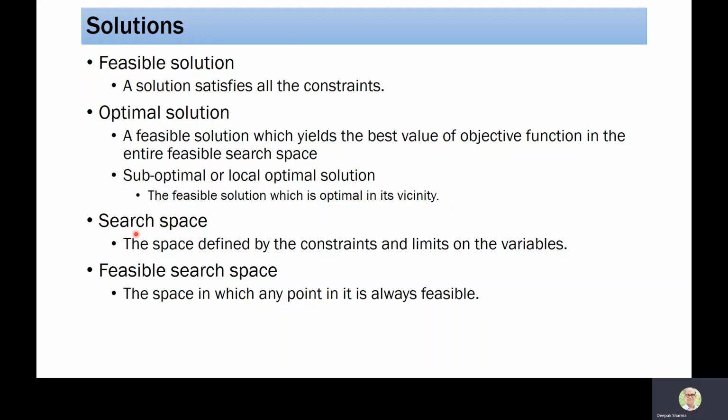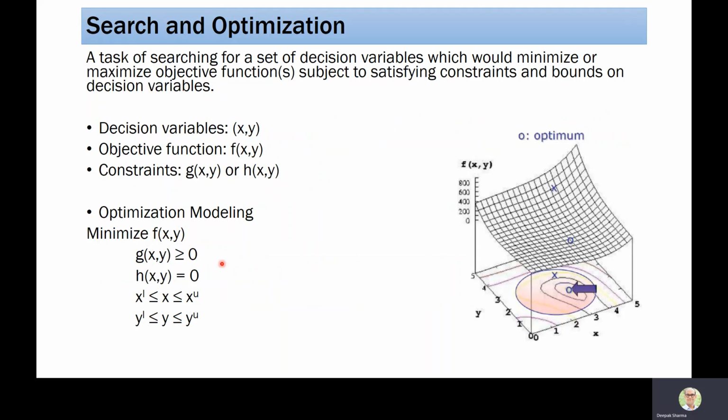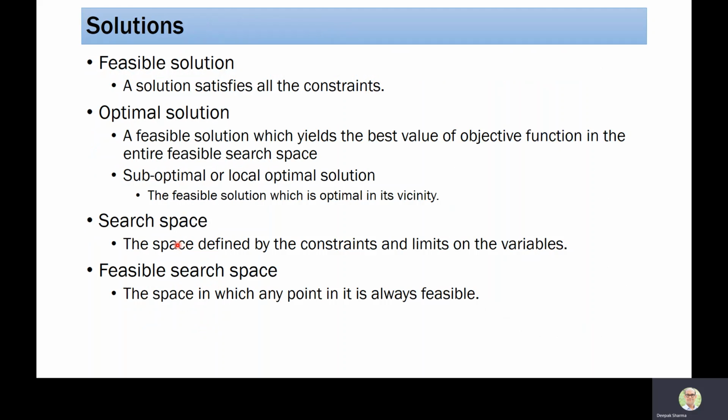Now come to the search space. Why? Because we have used the word called feasible search space. Let us understand what we mean by search space. This particular search space is defined by the constraints and the limits on the variables. So if I go back here, we have the constraints, we have the variable bounds. So the space that is defined by all of them will become our search space.